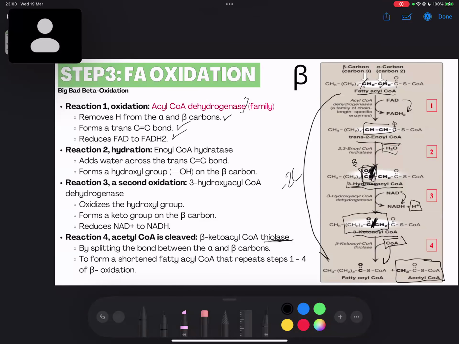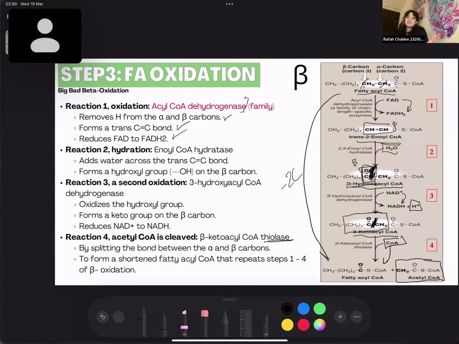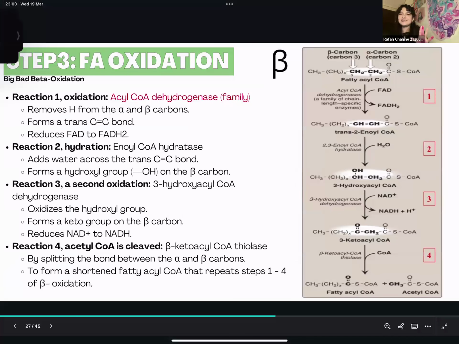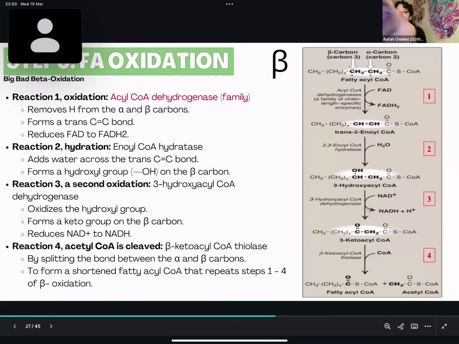Clear. Okay. Now we can go back to the slides. We're done with beta oxidation. This was basically the major point of this entire lecture. But now we are going to move on to this thing called MCAD deficiency.